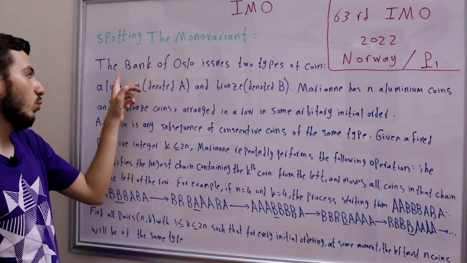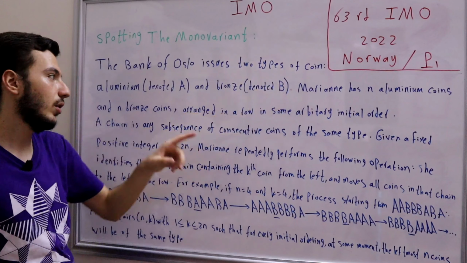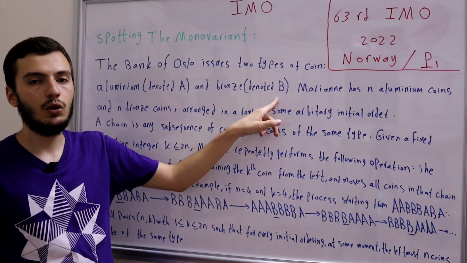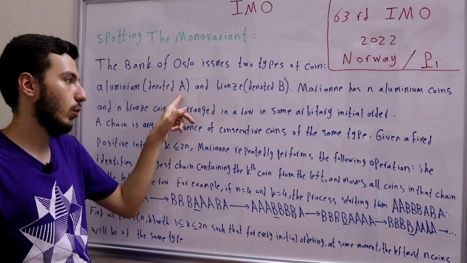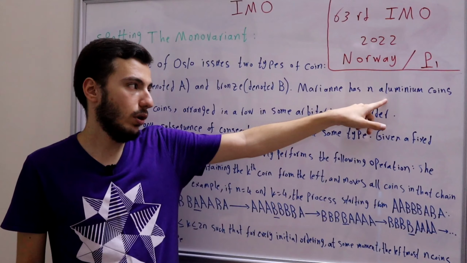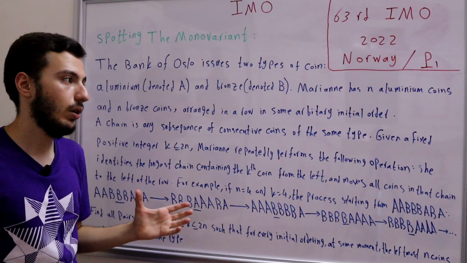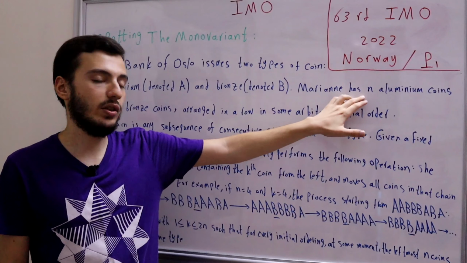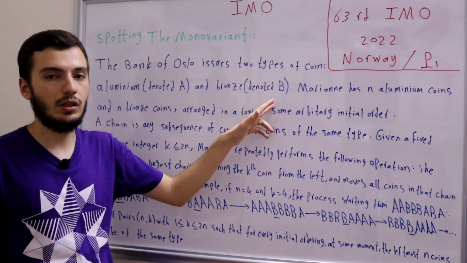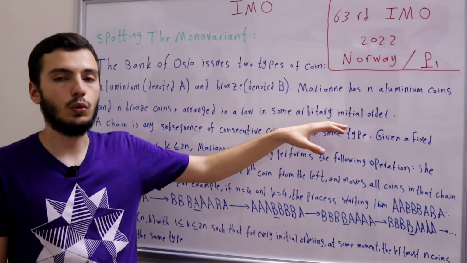We've got the following statement. The Bank of Oslo issues 2 types of coin: aluminium, denoted A, and bronze, denoted B. When we're solving the problem, we'll just be focusing on A's and B's. Marian has N aluminium coins and N bronze coins. So we have 2 kinds of coins, and the same number of coins for each type: N A's and N B's. They are arranged in a row in some arbitrary initial order.